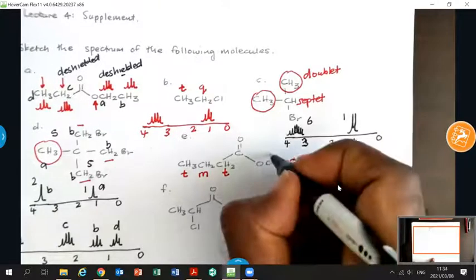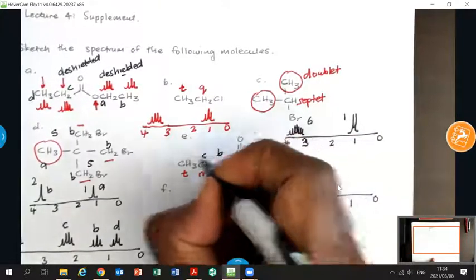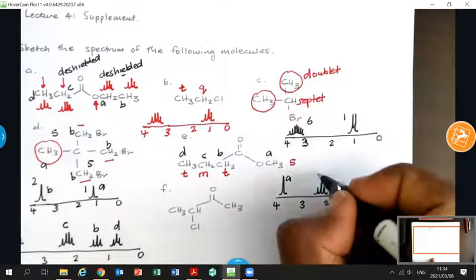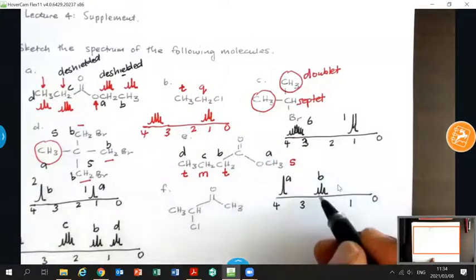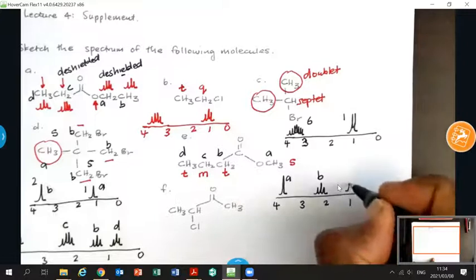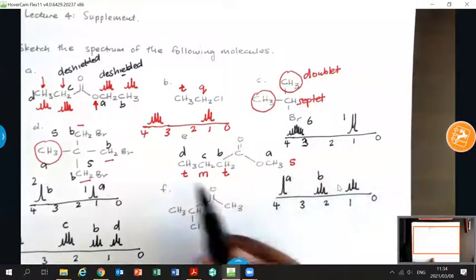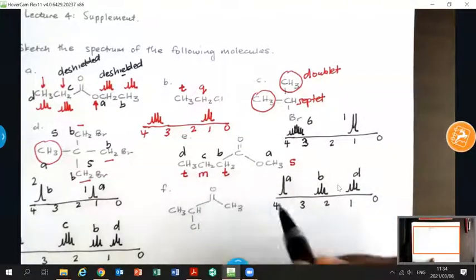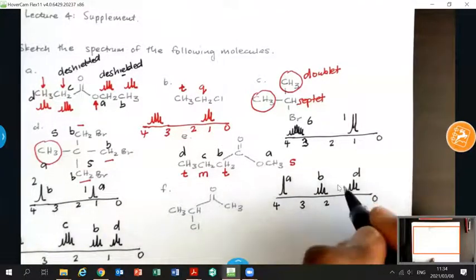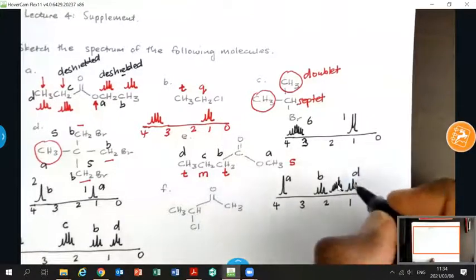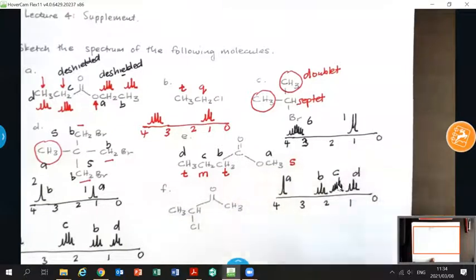But I'll label this here A, B, C, and D. So that's your A signal. This will be your B signal. And this triplet is de-shielded because of the carbonyl group. Otherwise, they'd appear around 1 or so. So that's where we probably find the other triplet, D, around 1 or so. And C, we probably find between D and B. And that's just a multiplet that you find here. And that can be your C proton.